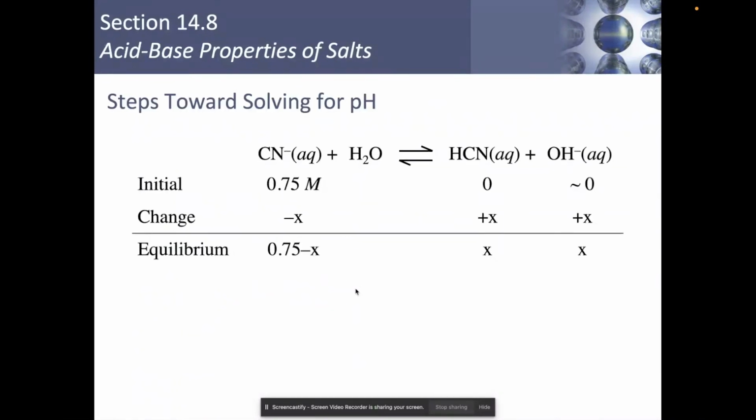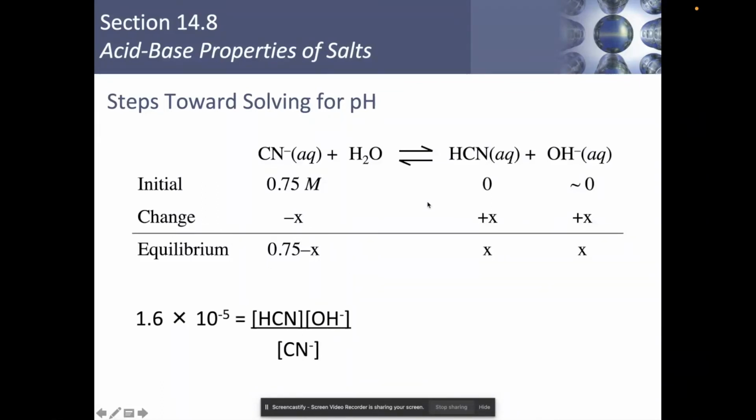So now let's do an ICE diagram for this. So I have 0.75 minus x. Water doesn't count. Right here I have 0 and 0. So plus x plus x. Again, just like all of the previous examples, I plug that into my equilibrium expression.